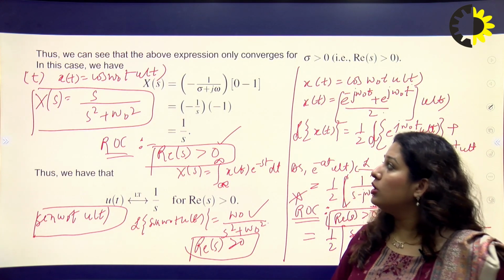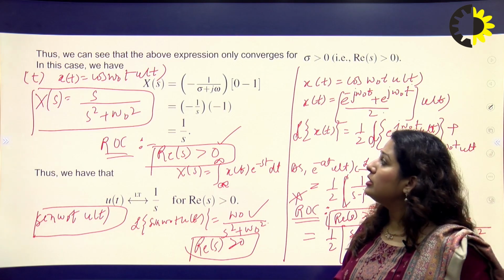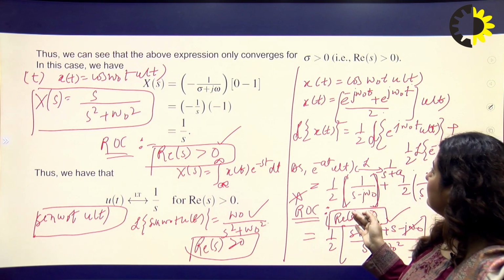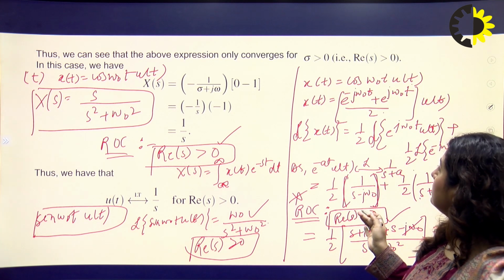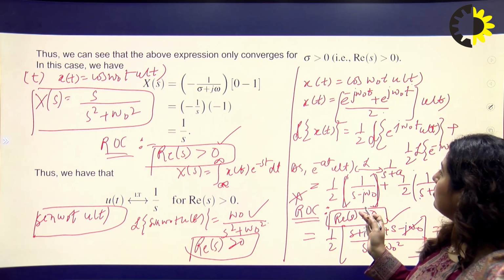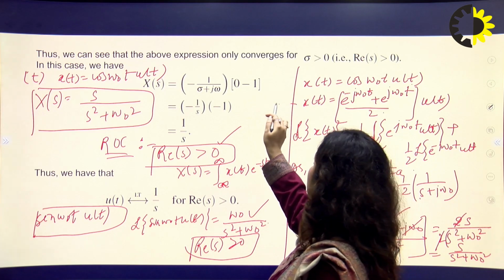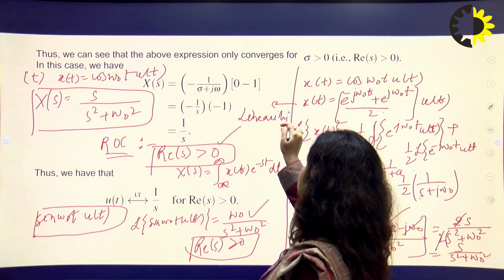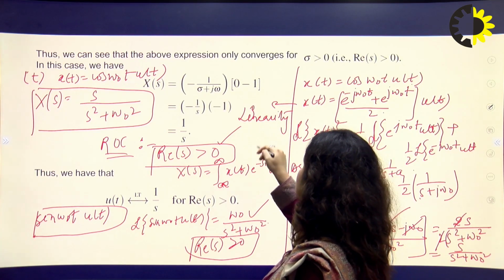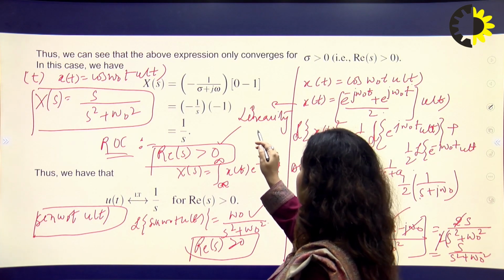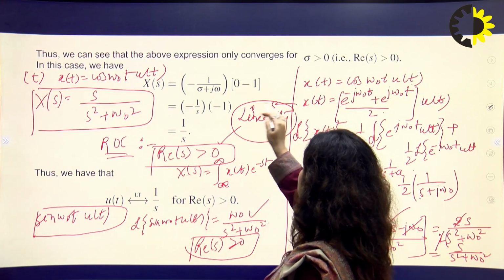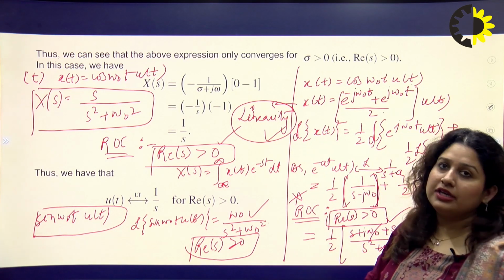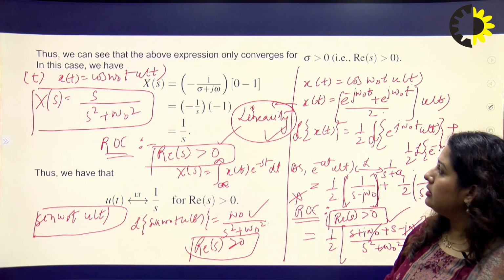With the help of these properties, you can solve various kinds of numericals. The first one we have discussed, sine omega naught t and cosine omega naught t, is based on the linearity property. In the later lecture, lecture number 3, we will discuss the properties of the Laplace transform. So these two numerical problems are based on the linearity property of the Laplace transform.